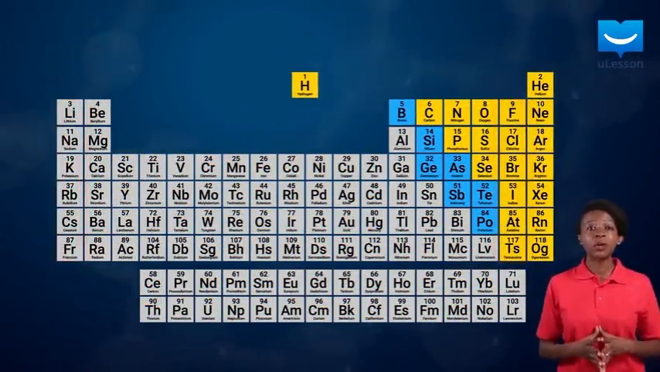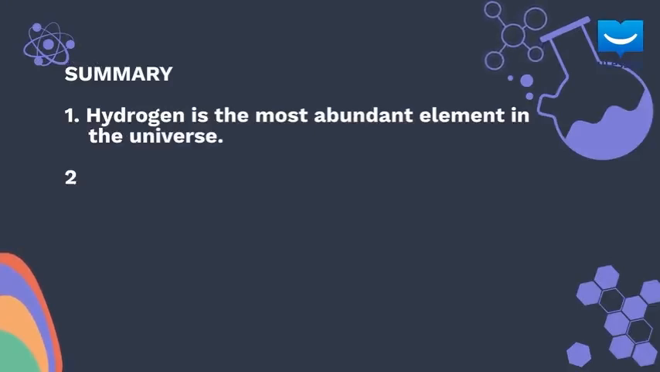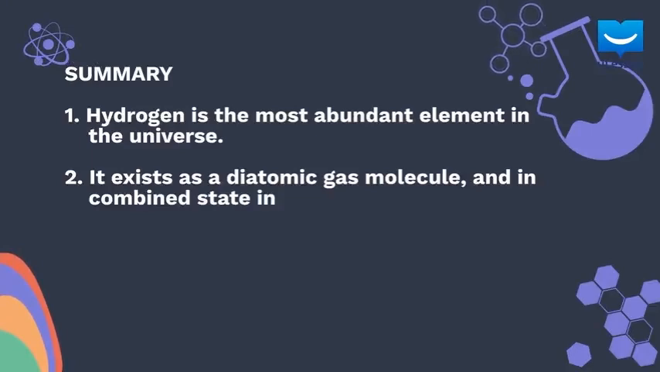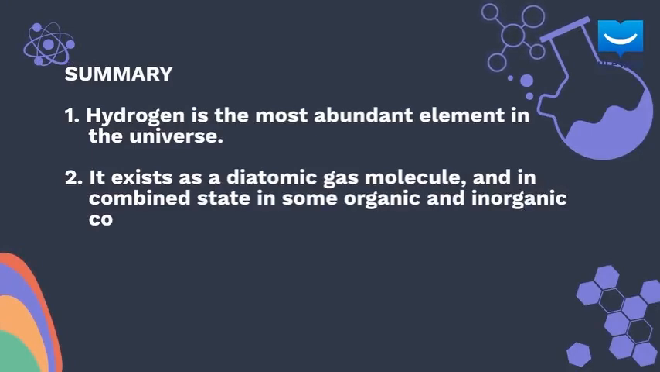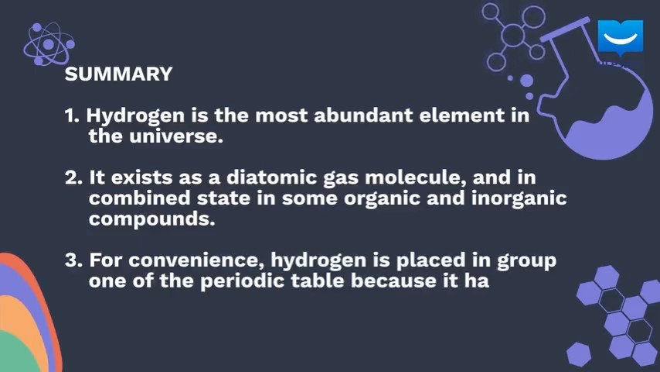Let's do a summary of what we have discussed so far. Hydrogen is the most abundant element in the universe. It exists as a diatomic gas molecule and in combined state in some organic and inorganic compounds. For convenience, hydrogen is placed in group 1 of the periodic table because it has 1 valence electron.